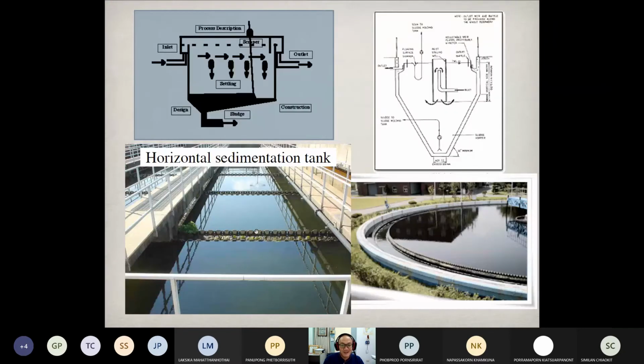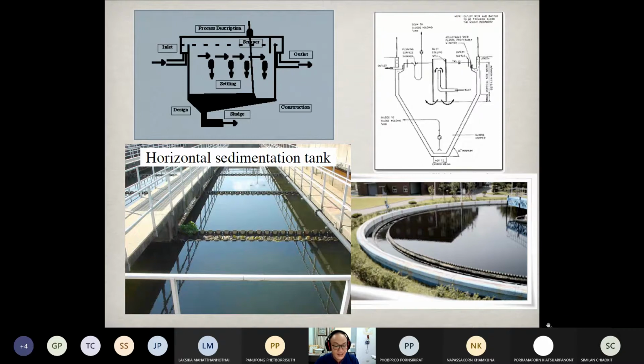This is a kind of horizontal sedimentation tank, just the same as I have shown you in the previous photo. For the circular tanks, there are a number of V-notch weirs installed along the edge of the tanks. But for the horizontal sedimentation tanks, at the ends of the tanks or at the outlet zones, they may install several weirs like this. They can also do that.